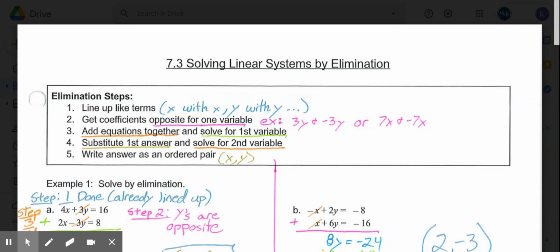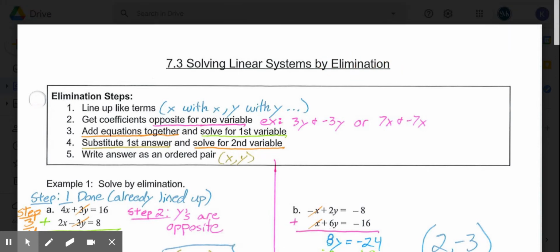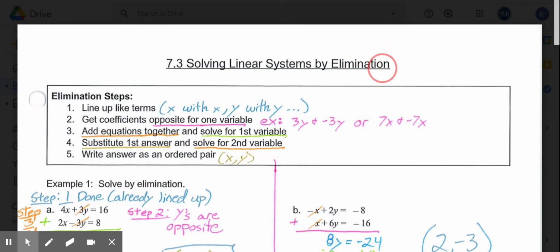Welcome to Lesson 7.3, Solving Linear Systems by Elimination. Now, realize in your book, this section is titled Solving Linear Systems by Combinations. We can interchange the terms elimination and combinations. They are the same process for solving linear systems. So if you call it elimination or combinations, it means the same thing.